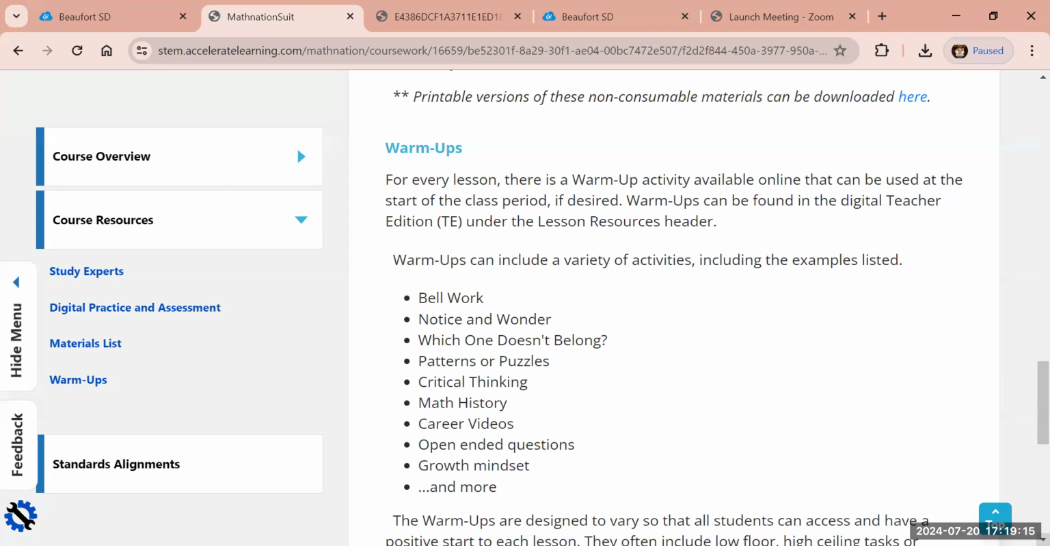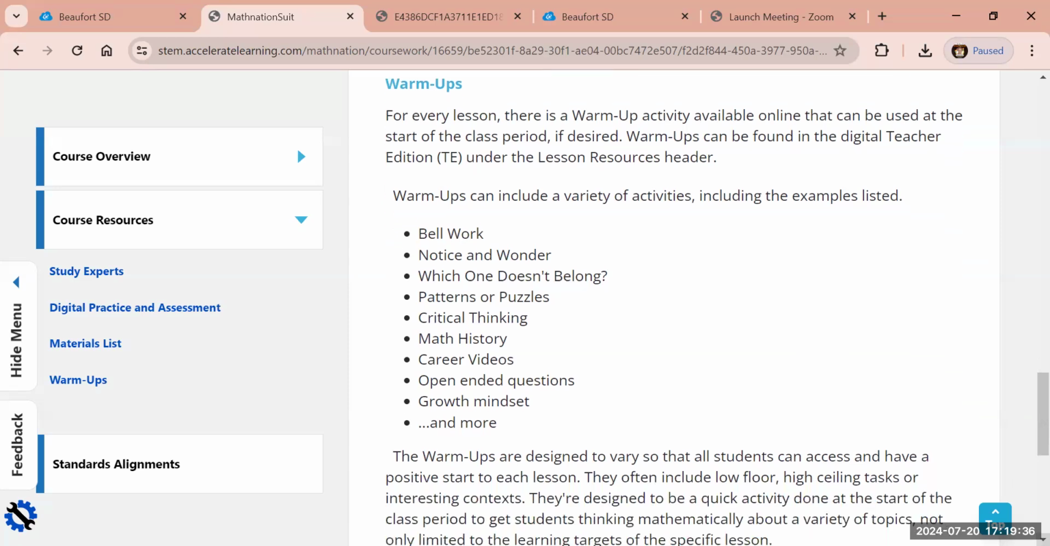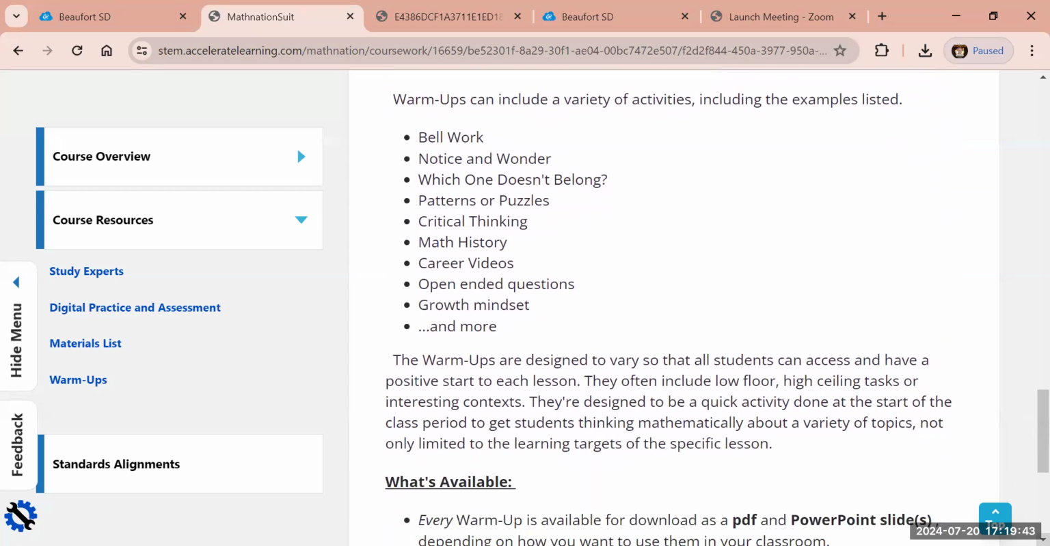We have puzzles and patterns, we have critical thinking, we have math history, we have career videos, we have open-ended questions, we have growth mindsets, and more. So all these are activities that as a teacher you can use to grab the attention of your students before you start with your lesson. You don't just go straight away to start with the lesson.